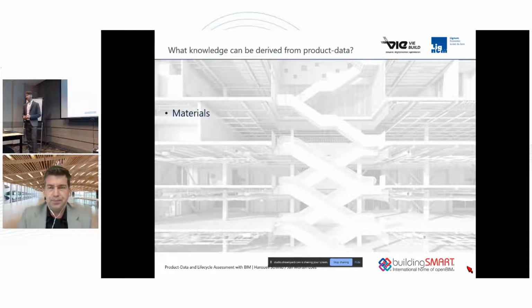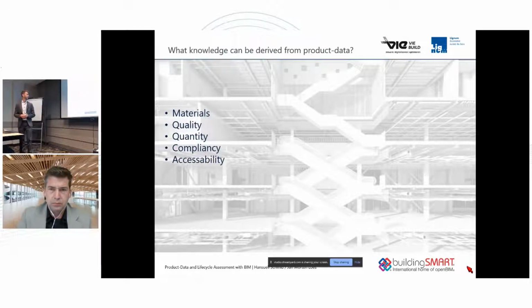We can ask for materials. What kind of materials do we have in our buildings, and what quality are those materials or those products? How much of those products do we have in our building, and where are they? What codes do we have to comply with if we use certain products? And this is different to the products we use in construction. And how are those products that we build into our buildings accessible? How can we access them later on?